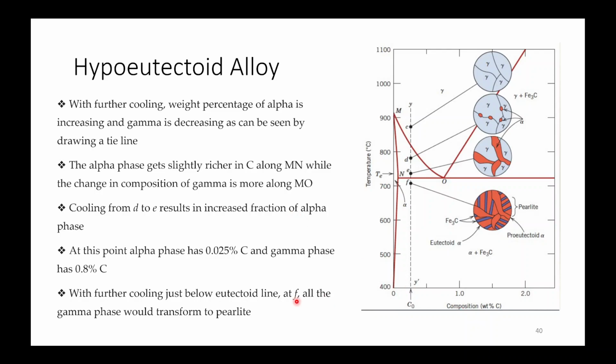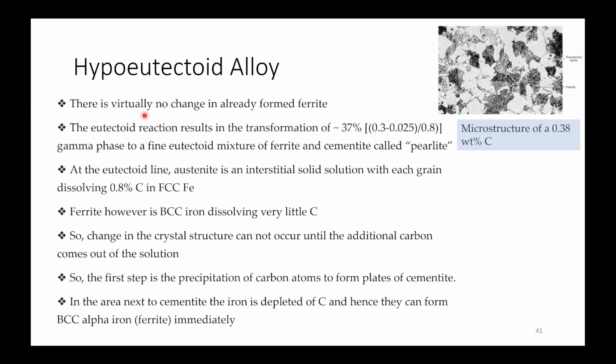And with further cooling just below the eutectoid line at F, all the gamma phase will be transforming into pearlite and the remaining will be your proeutectoid alpha. Now there is virtually no change in already formed ferrite, and the eutectoid reaction results in transformation of 37% gamma phase to a fine eutectoid mixture of ferrite and cementite, which is called pearlite. This is your pearlite phase and the remaining is your proeutectoid ferrite.